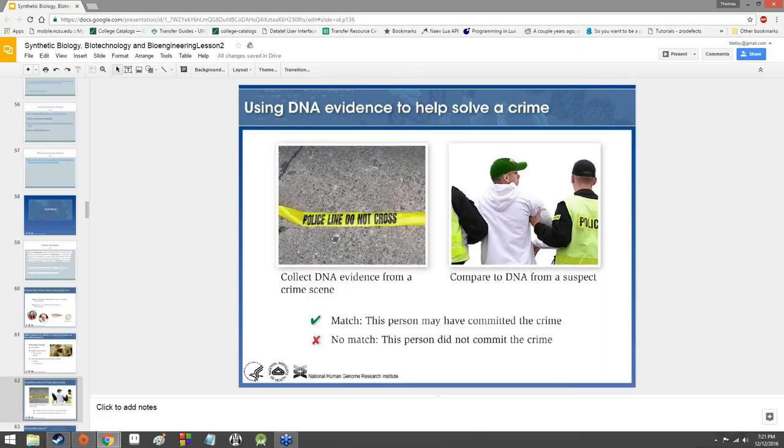And essentially, it just involves collecting DNA evidence from a crime scene and comparing it to the DNA from a suspect. Now, this is used in a court of law, and it's important to note that it's not cut and dry. If there is a match, it's possible that they committed the crime. If there's no match, then there's like a 99% chance that they didn't. But if there is a match, it's not 100% guaranteed. It just means that that's another avenue that can be explored, and they might be on the right track.